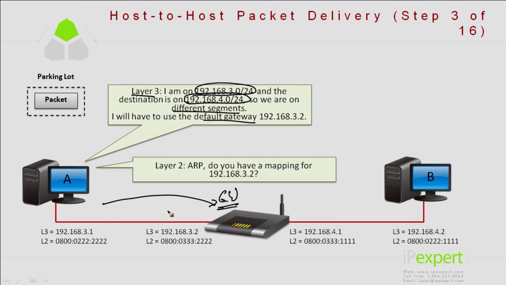My gateway of last resort. Now in order to make this work, I need to use ARP. So do you have a mapping for this? I'm actually asking this device right here, do you have a mapping? So it's going to send that information, but remember, I don't know where to send that information to.